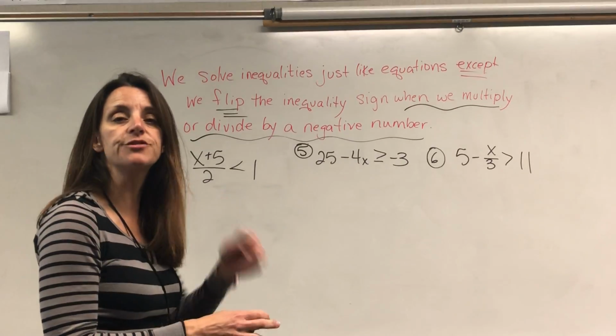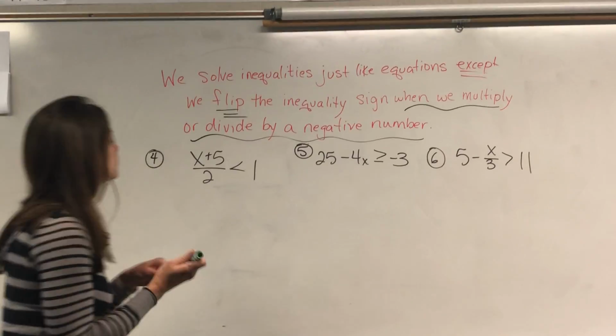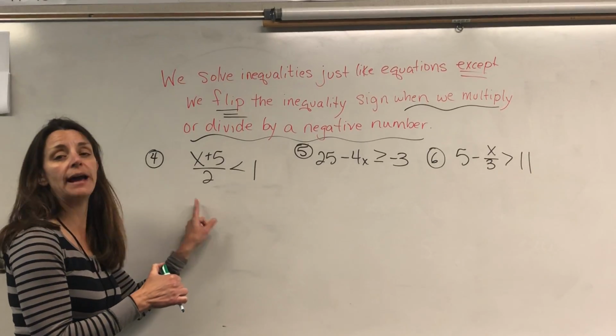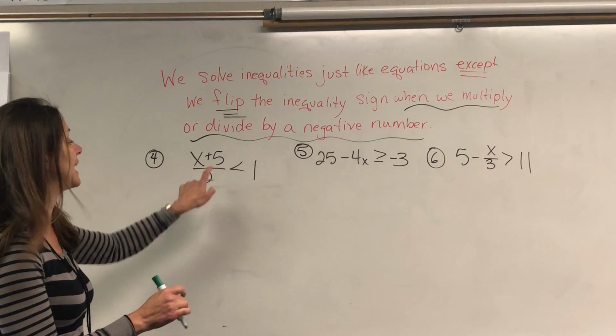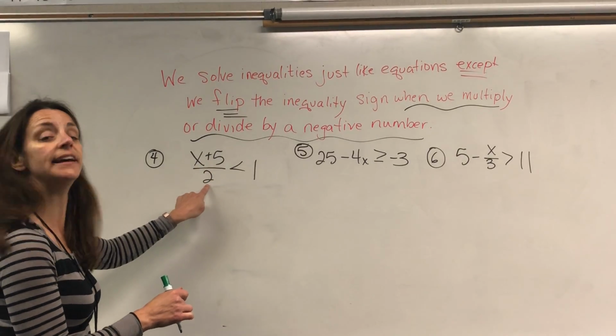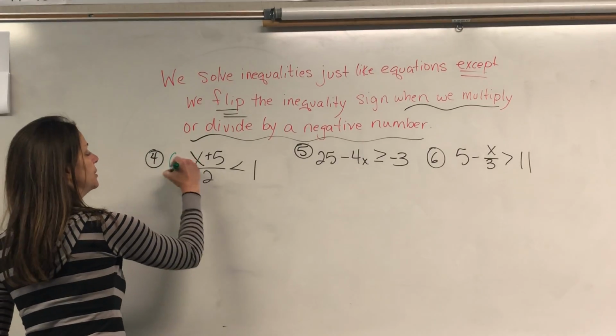Okay, let's do these 3 together and then you're on your own. All right, now this one's a little trickier. We haven't seen one that looks like this yet. What's the first thing I'm going to do? I can't get rid of that yet. I have to deal with this. So the first thing I'm going to do is multiply both sides by 2.